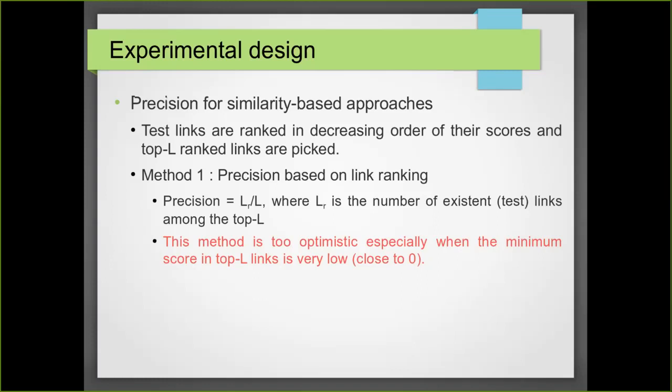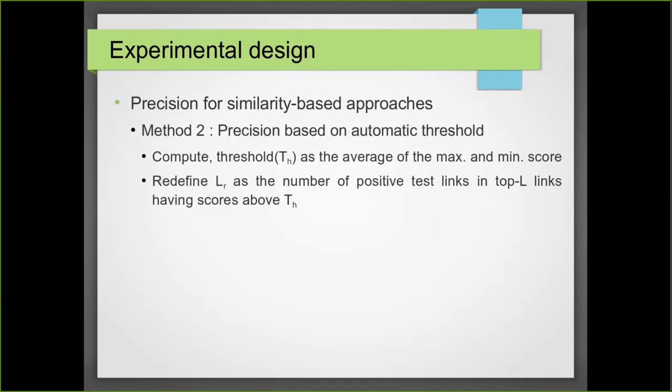To solve this optimism problem, we define a new method. We define a threshold as the average of the maximum and minimum scores among the similarity scores, and we redefine L_R as the number of positive test links in the top L links that have scores above the threshold value.